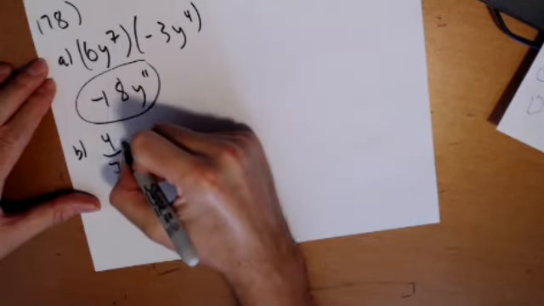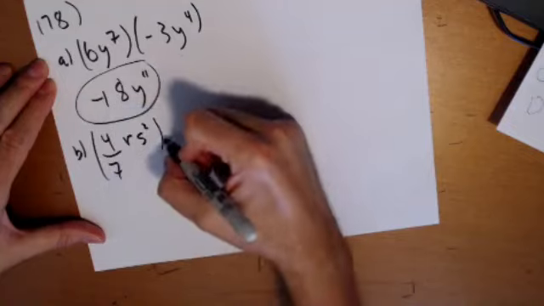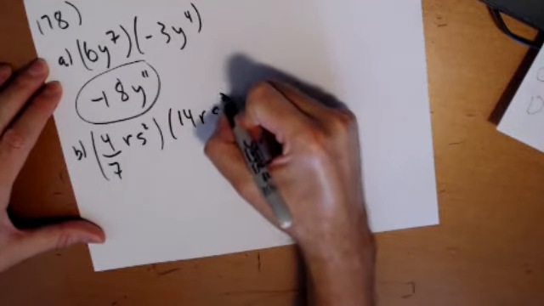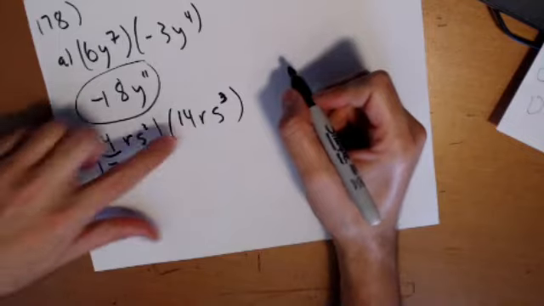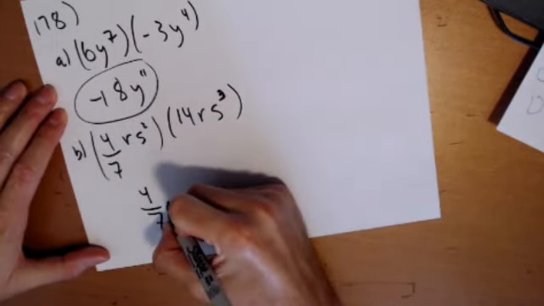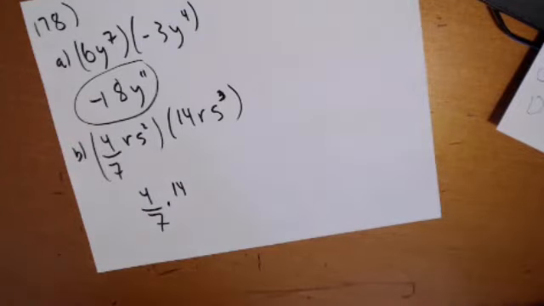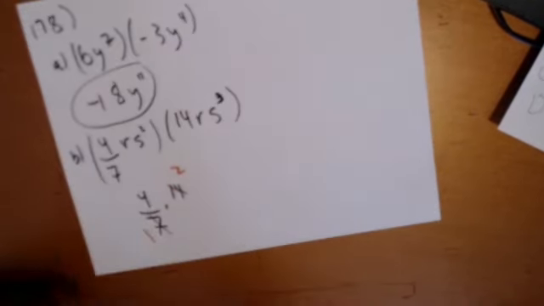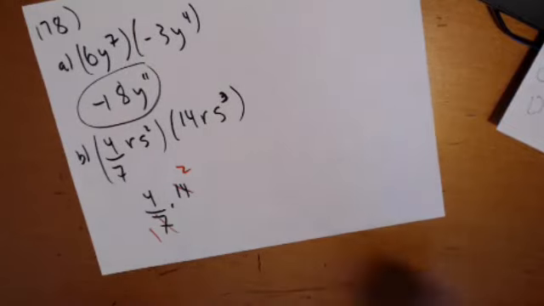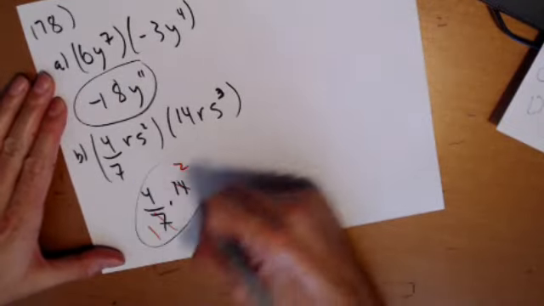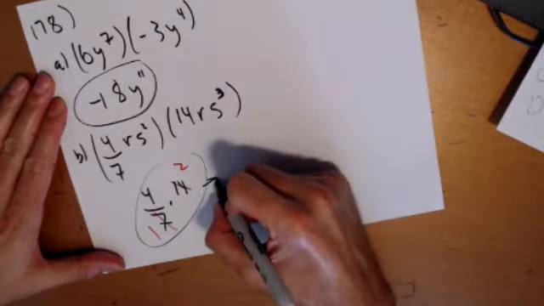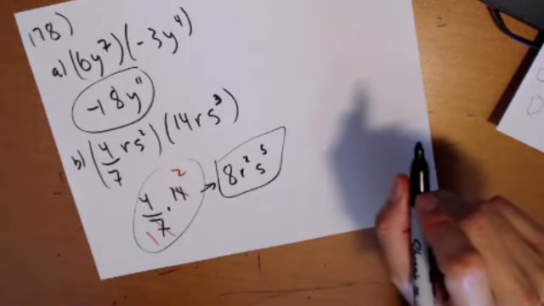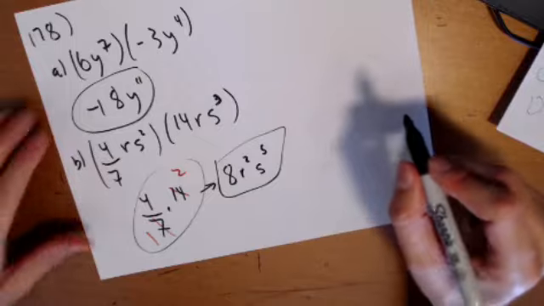B, 4/7 rs squared times 14rs cubed. 4/7 times 14. You may just want to reduce. 7 goes into 7 once, and 7 goes into 14 twice. That leaves us with 4 times 2, which is 8. So the 4/7 times 14 just gives us 8. R times r is r squared. S squared times s cubed is s to the 5th. Add them together. Ta-da!